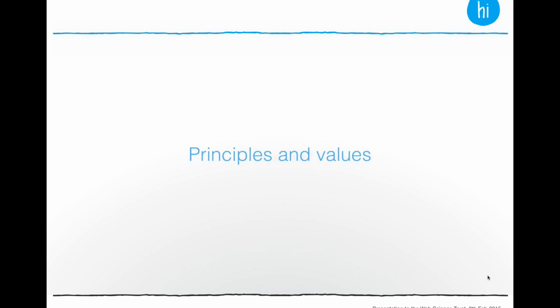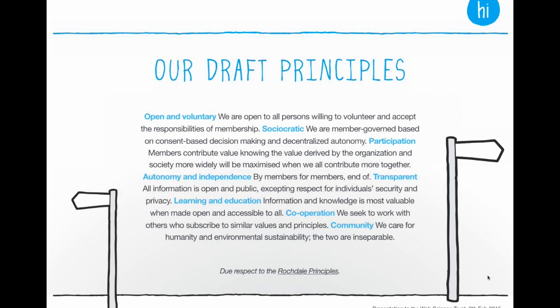Right, I said I'd finish this stack on principles and values, leaving a lot of time for some Q&A. And I do want to spend some time on these because it's what binds the community, right? So we've taken this, we've adapted the Rochdale principles, which, for those who don't know, were the principles that underpinned the development of the cooperative movement in the 20th century.